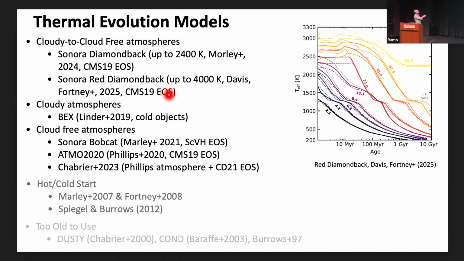Cloudy atmospheres, again, the Linder et al. models looked at salt and sulfide clouds just for very cold objects. There are cloud-free evolution tracks, Sonora Bobcat, Atmo 2020, Phillips 2020, and then very recently a Chabrier 2023 paper that uses the same Phillips atmosphere, but an even newer update to the equation of state. So things really are changing as time goes on.